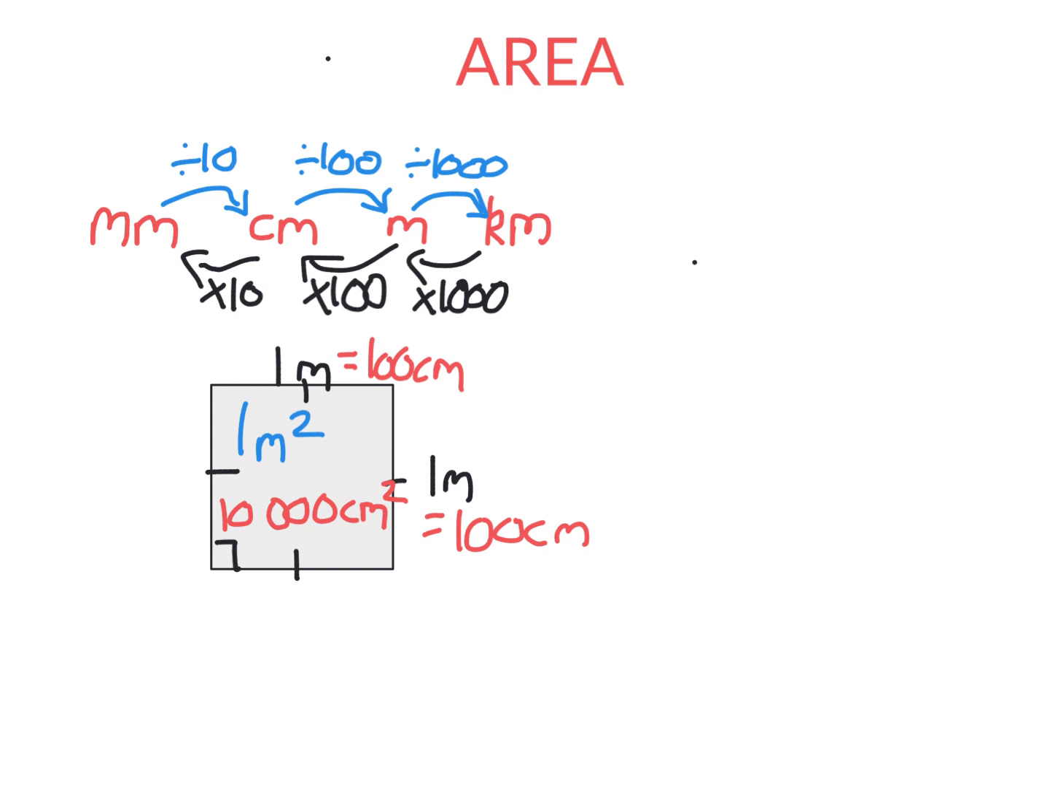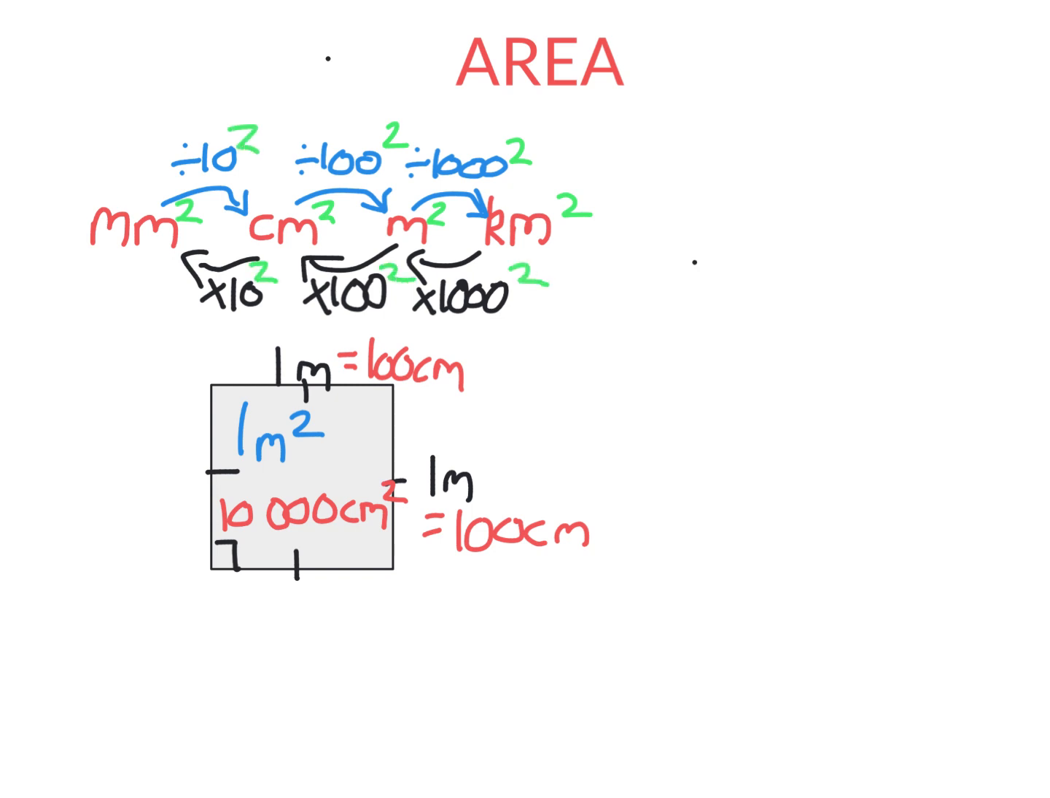Now we know that there are 100 centimeters in a meter, but there are 100 squared or 10,000 square centimeters in a square meter. When you are converting square units, like millimeters squared, centimeters squared, and all that, you need to also square these numbers called the conversion factors. So everything here gets squared.